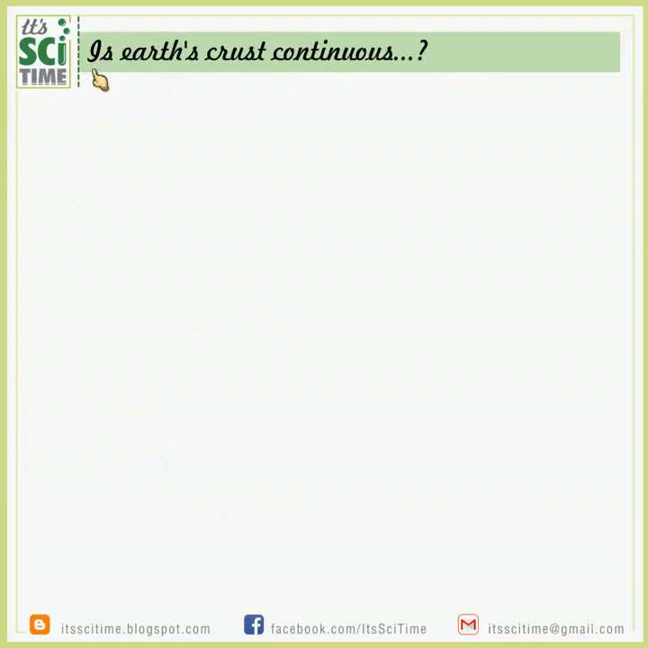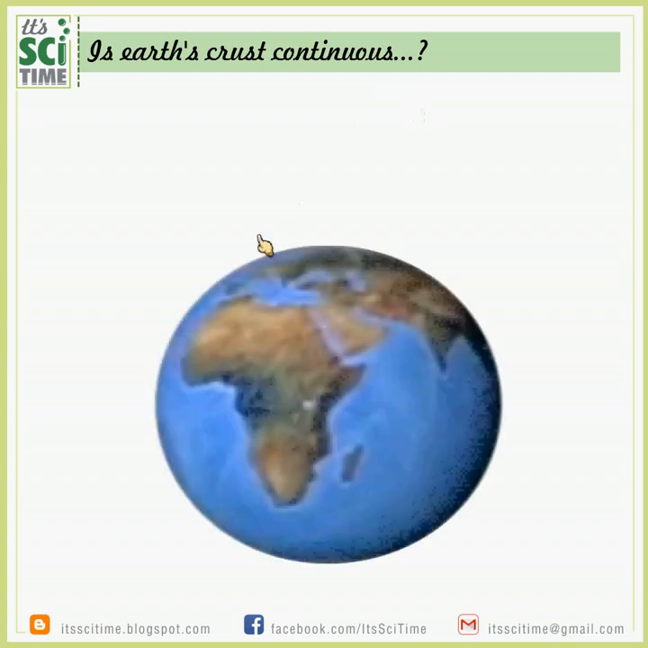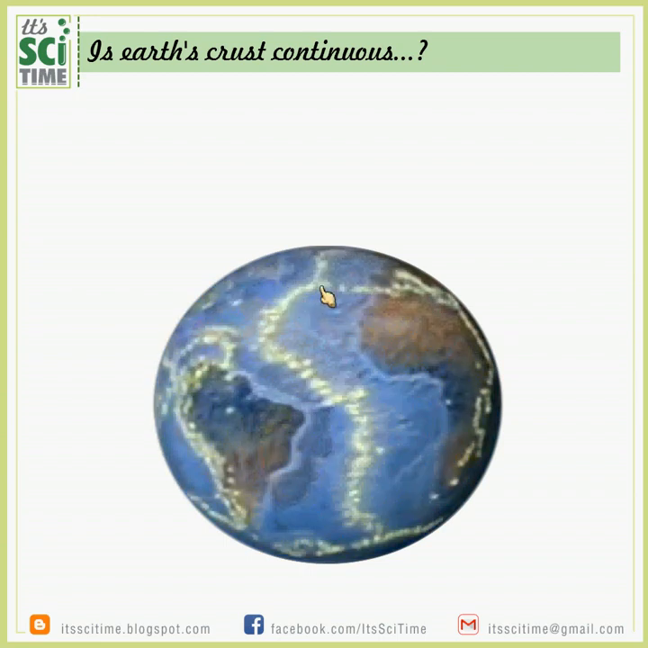So the big question is: is the Earth's crust continuous? Continuous means whether it continues as a single plate. So let's see. This is Earth. It seems it has a continuous plate here. But studies of scientists reveal that there are some zones that show special events. These are eventful places, with a lot of vibrations and earthquakes noticed in those zones.